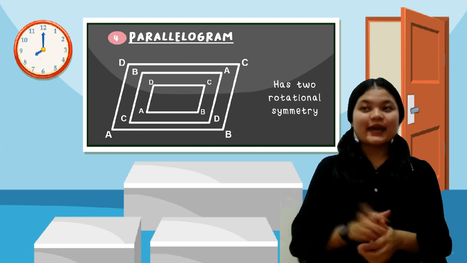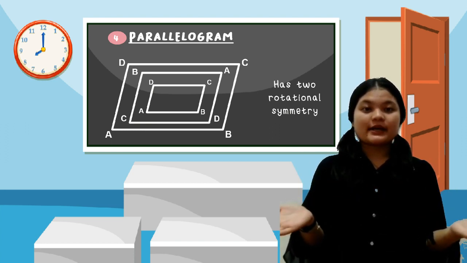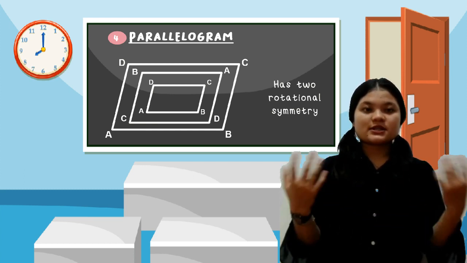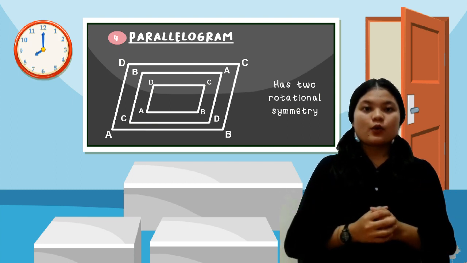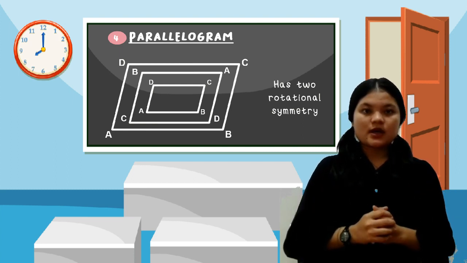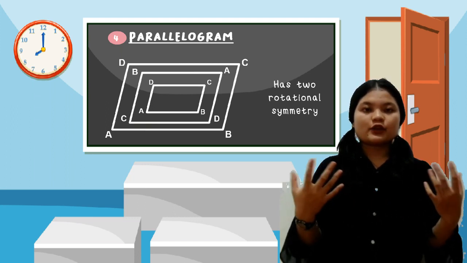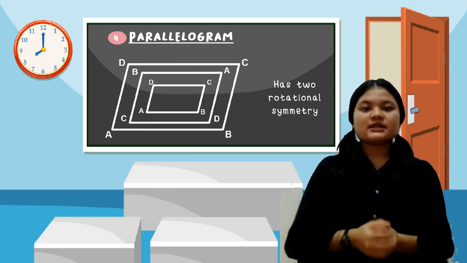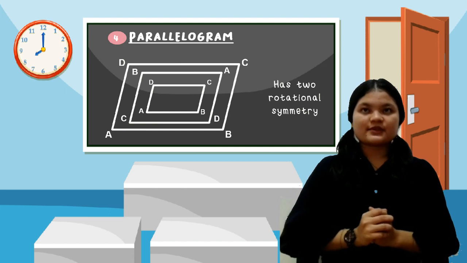The last characteristic is rotational symmetry, already explained by our friend Novryarni: rotational symmetry is rotation of a flat shape up to one full turn at the center of symmetry so that it returns to its original form. You can see in this picture that a parallelogram has it.